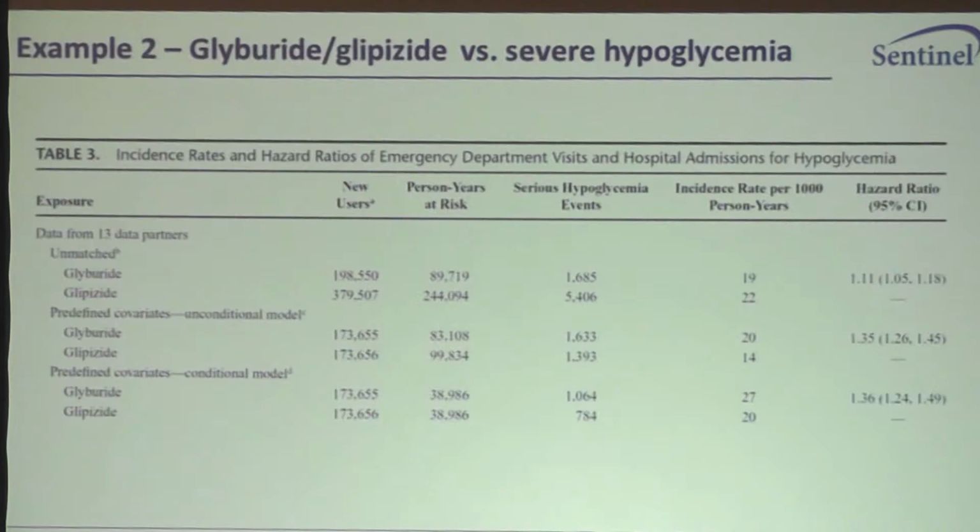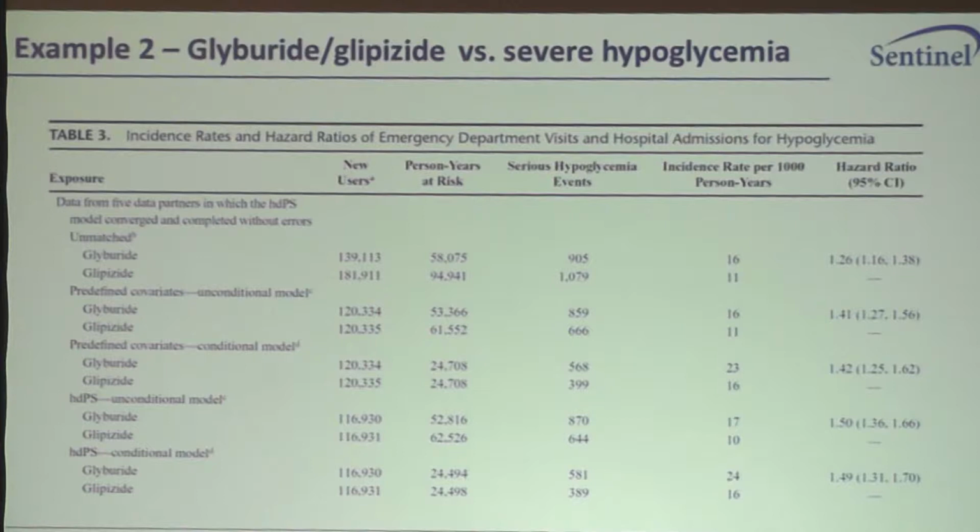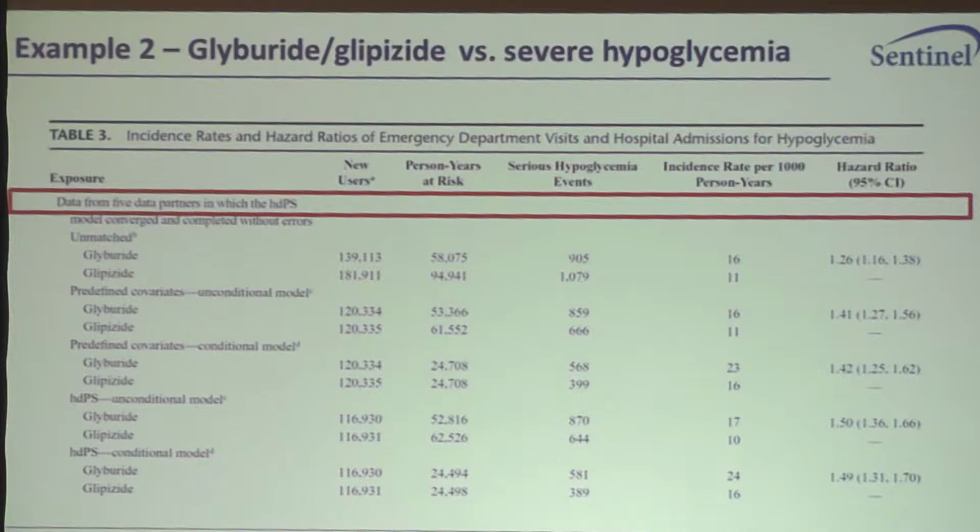This is another example that we did, looking at glyburide and severe hypoglycemia. The goal of showing you this is that we're able to do the traditional investigator-identified covariate adjustment through propensity analysis, and we are also able to do a high-dimensional propensity score, actually using code that the sites don't have to modify, because there is a piece of code that is available from the developers of the high-dimensional propensity score, which they were able to leverage. So this just shows that we can run the high-dimensional propensity score as well.